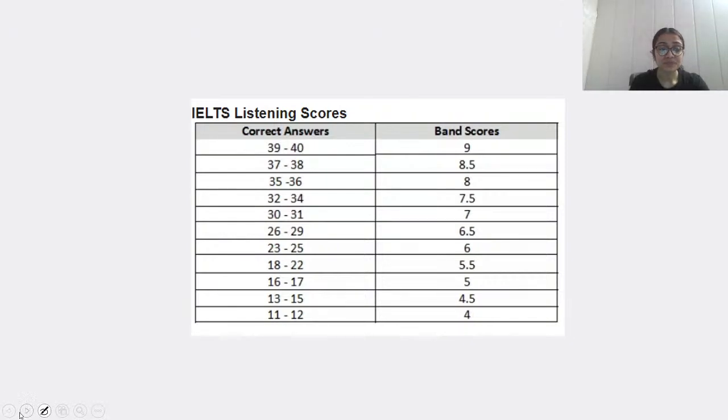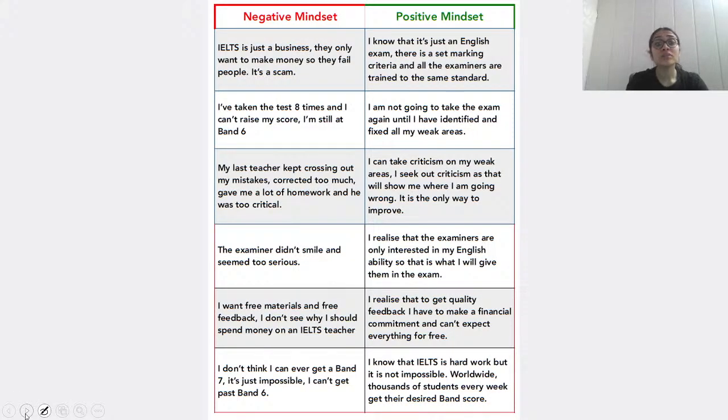Agreed? Great. Now, there's a lot of negative and positive mindset that people have regarding IELTS. IELTS is just a business. They only want to make money, so they fail people. It's a scam. I know that it's just an English exam. There's a set of marking criteria and all the examiners are trained to the same standard. So guys, forget about it and don't just say that it's about a scam, it's a business.